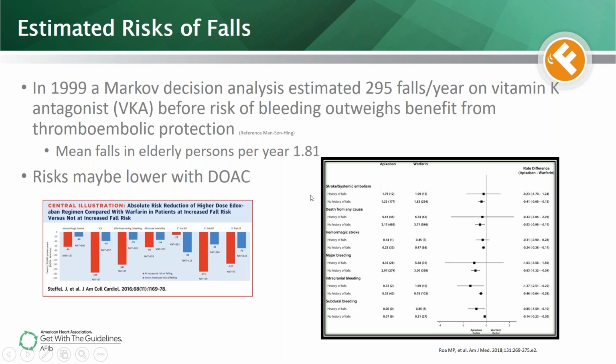In the ARISTOTLE forest plot shown here, it showed no significant difference in patients with a fall history, and overall an 80% reduction in intracranial hemorrhage with the use of apixaban.